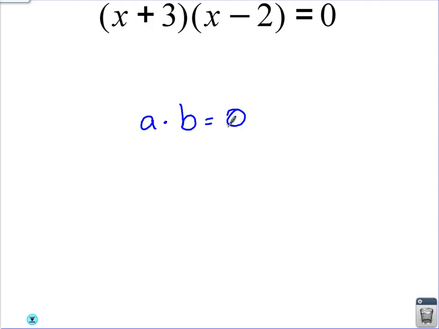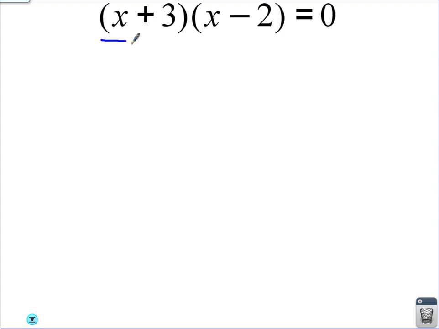Could they both be 0? Sure. Okay. 0 times 0, that's 0. 0 times 7, 7 times 0, 3 times 0, 0 times 3. That multiplies to give you 0. So, by the way, that's called the zero product property. Look at this problem here.